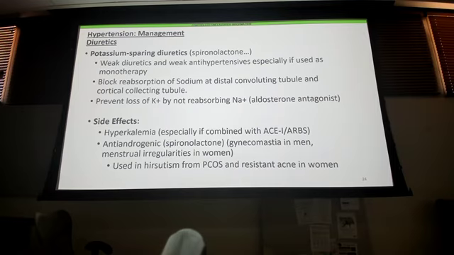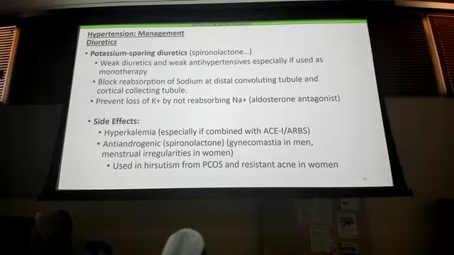Then we talked about potassium-sparing diuretics because we're focusing on the diuretics. We talked about how these really aren't great for monotherapy for blood pressure because they don't have the same effect as the thiazides do as far as lowering blood pressure.